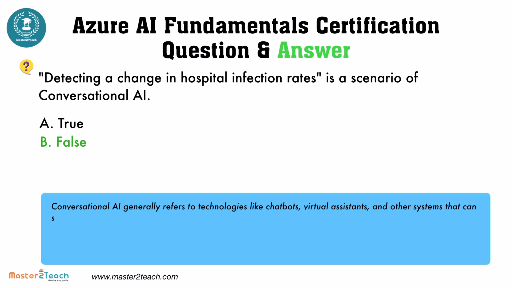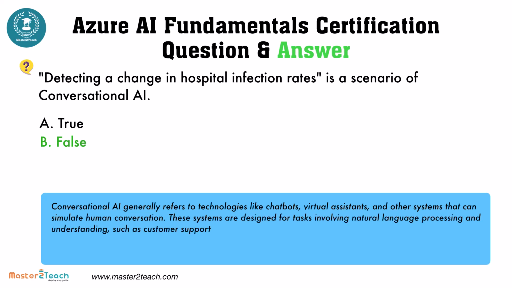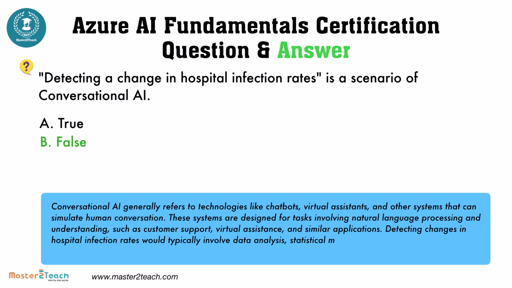Conversational AI generally refers to technologies like chatbots, virtual assistants, and other systems that can simulate human conversation. These systems are designed for tasks involving natural language processing and understanding, such as customer support, virtual assistants, and similar applications. Detecting changes in hospital infection rates would typically involve data analysis, statistical methods, and possibly AI techniques like machine learning, but not conversational AI specifically. So, the correct answer is likely false.